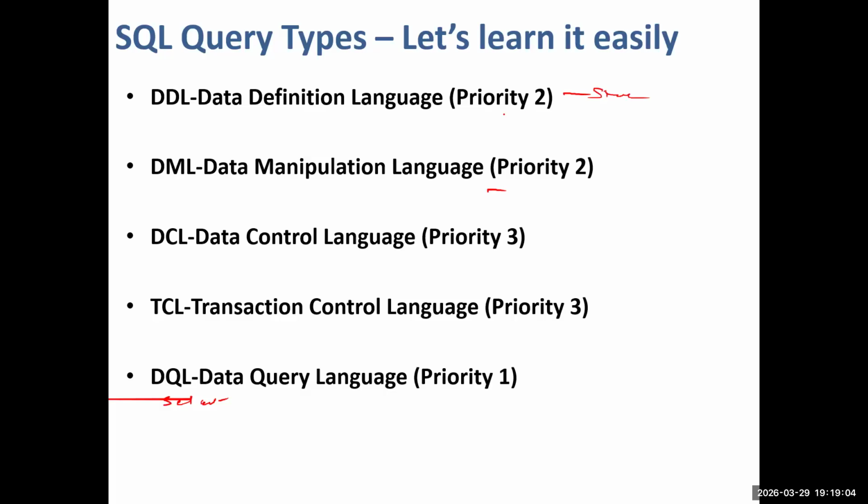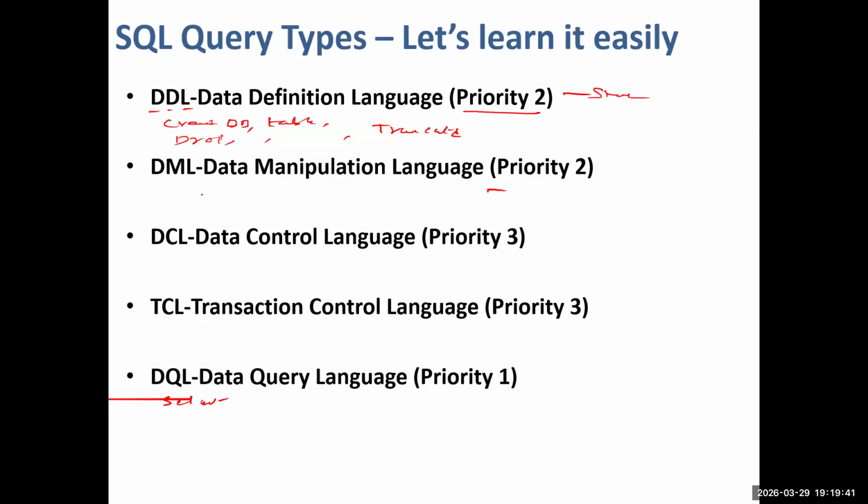Okay, we are going to start from here, but priority wise, this is next priority. Priority 1 is DQL. We need to focus more on the DQL side, which is purely select. Then data definition language: create databases, create table, drop table, drop databases, alter table, and one more thing, truncate. They are under the DDL category, which is priority 2.